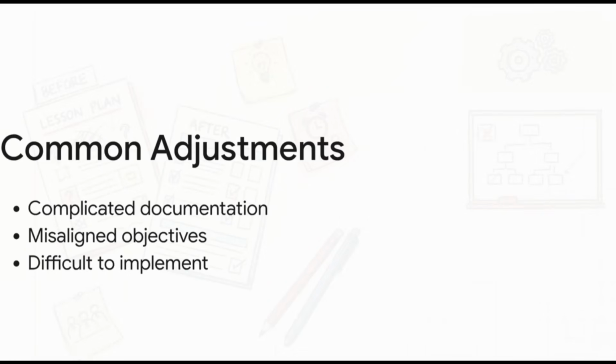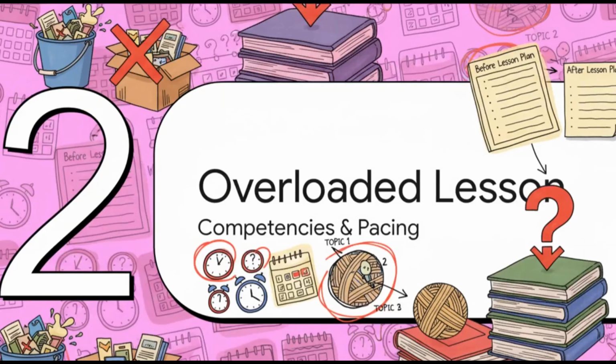So, there's a very real struggle happening out there right now. Teachers are dealing with complicated documentation, objectives that somehow get completely misaligned along the way, and plans that are just incredibly difficult to actually implement in a real, noisy, dynamic classroom. You see, the paper plan might look totally flawless on your desk, but if it doesn't survive contact with actual students, well, it's just not serving you. Let's look at the specific mistakes that are causing this massive disconnect. Which brings us to Section 2, the overloaded lesson, competencies and pacing.